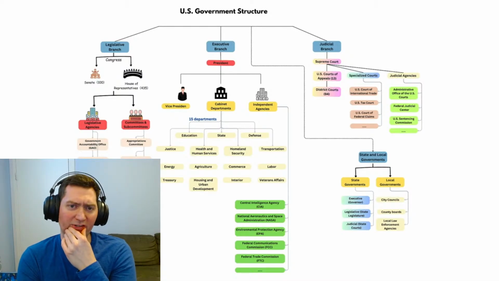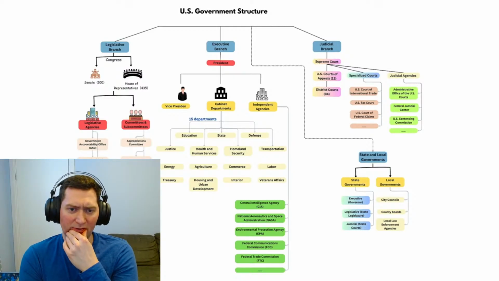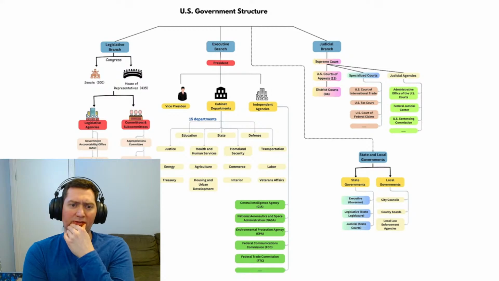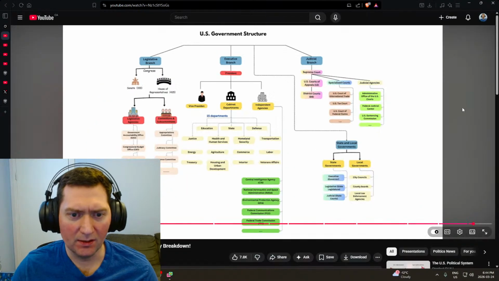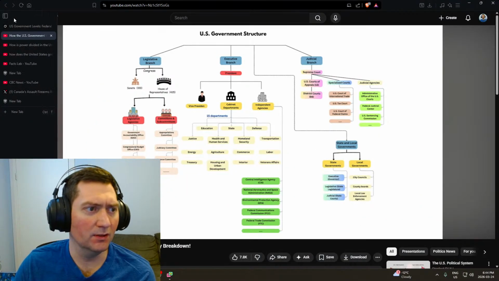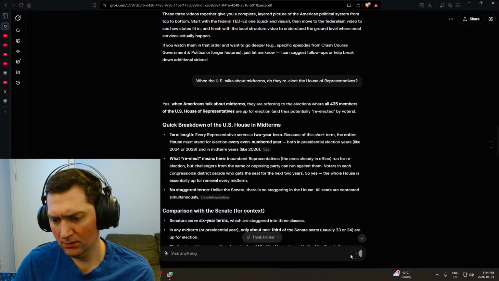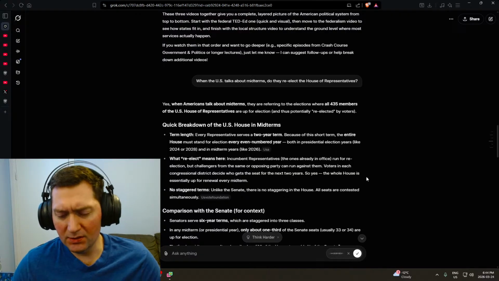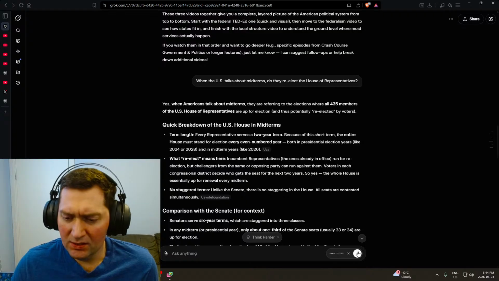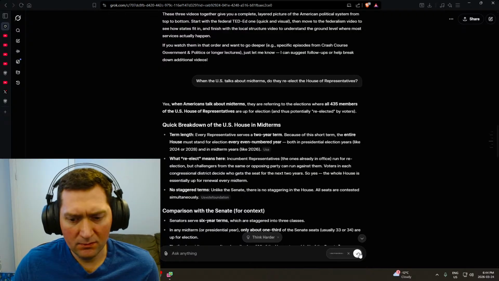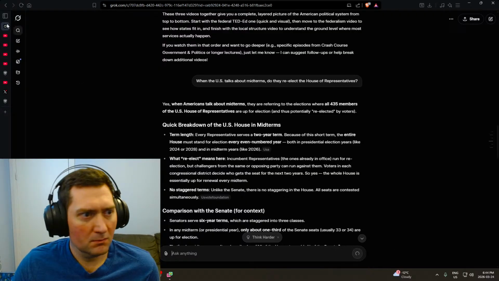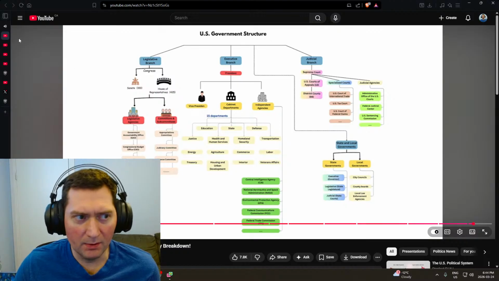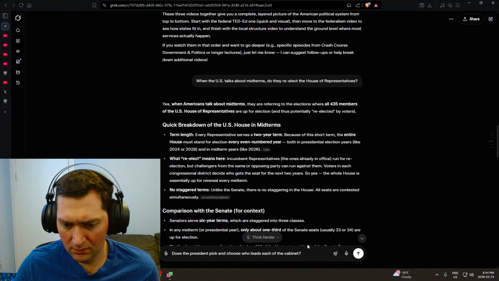Committees. You have the executive branch, which is your president, and essentially the people, the president, let me check that. Cabinet. Does the president pick and choose who leads each of the cabinet? Called cabinet departments.